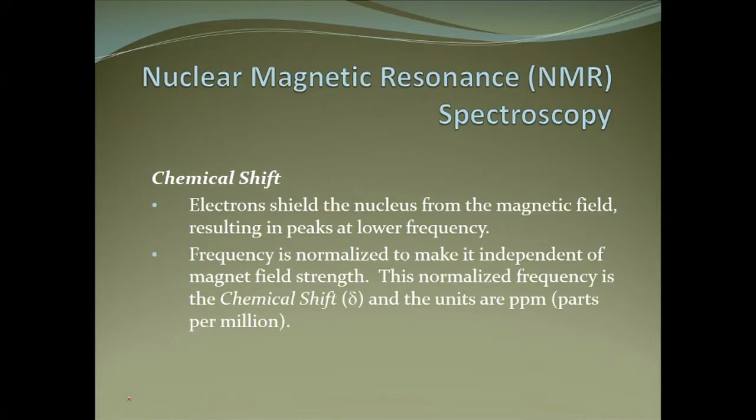So let's start with chemical shift. The electrons that are around the nucleus do shield it and change the frequency a bit, and so we can get information about the environment or the type of hydrogen based on the shift. We do normalize the frequency, which is why we call it a chemical shift rather than a frequency, because absolute frequencies are dependent on magnetic fields.